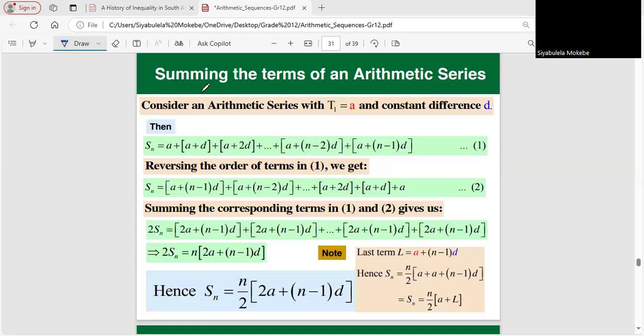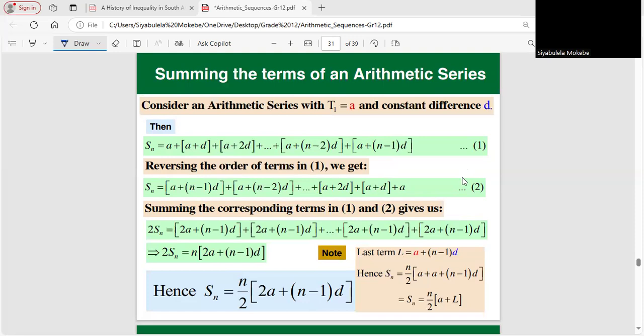So, summing the terms of an arithmetic series. We're trying to come up with formulae that we can use to calculate the sum of an arithmetic series.